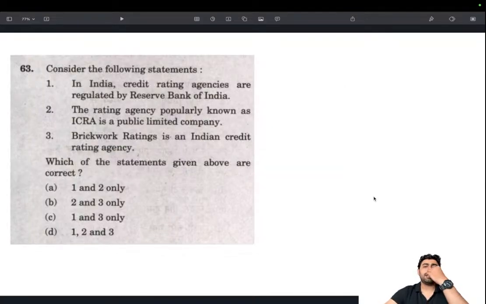Then moving on. In India, credit rating agencies are regulated by the Reserve Bank of India. ICRA, the Investment Information and Credit Rating Agency, is a public limited company. Brickwork Ratings is an Indian credit rating agency. Right off the bat, most aspirants won't know anything about Brickwork, and even the name ICRA wouldn't be known to most aspirants, let alone that it's a public limited company. So these two statements are extremely difficult and factual. Good if you have come across this and know that it's an Indian credit rating company and that ICRA is a public limited company.